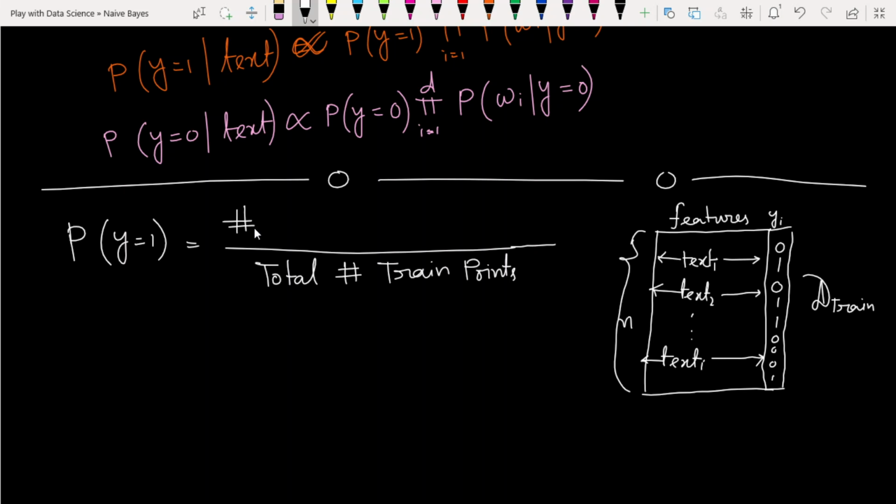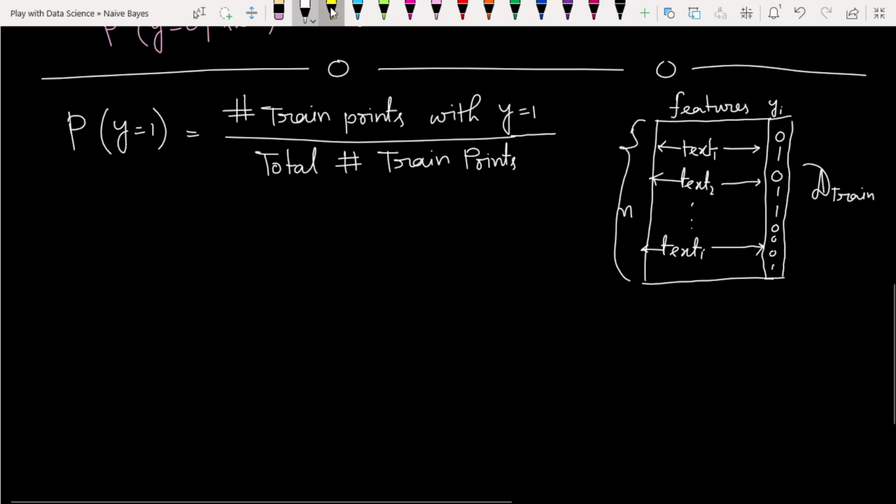In the numerator it will be the number of training points with y equals 1. I think this definition is clear to all of you, how we calculated this class 1 probability. How many total points we have, and among these total points how many are positive reviews. This is the simple formula. The same trick we will apply for negative reviews also, that is the probability of negative, y equals 0.